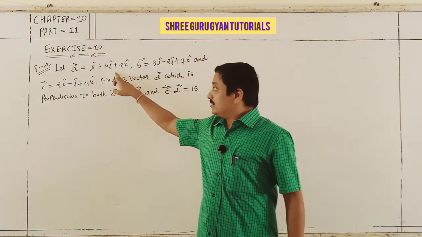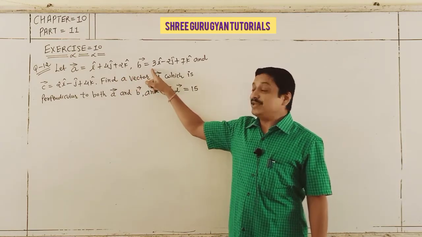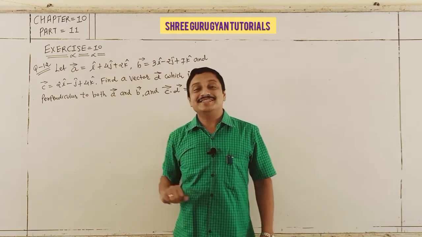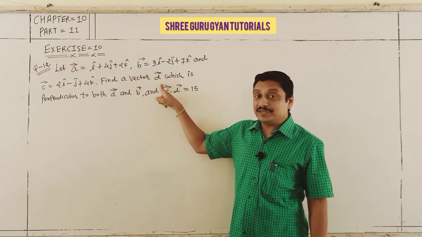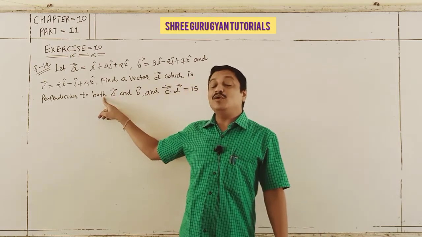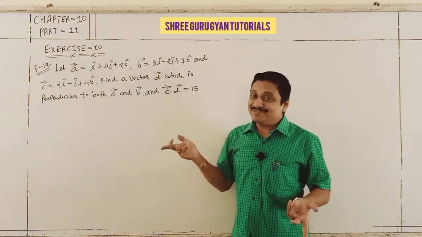In question 12, let vector A be i plus 4j plus 2k, vector B be 3i minus 2j plus 7k, and C be 2i minus j plus 4k. Find vector D, the fourth vector, which is perpendicular to both A and B, and C dot D is 15.